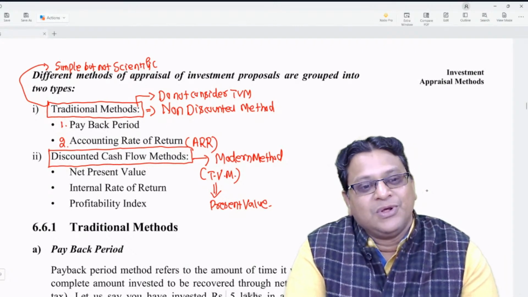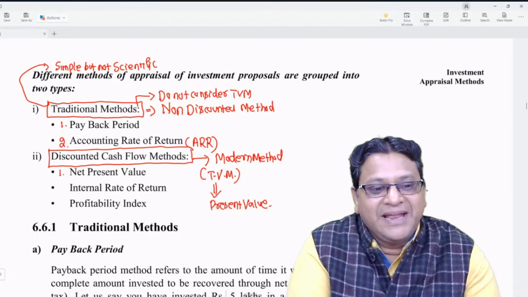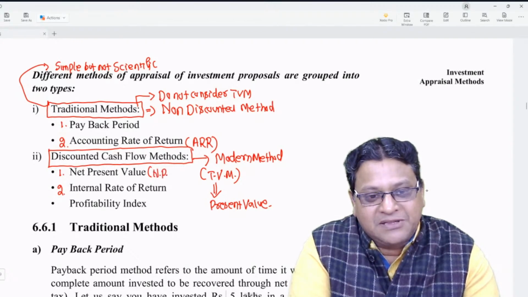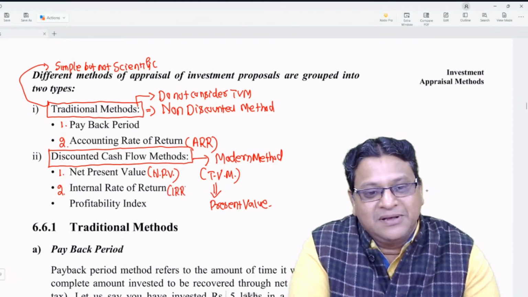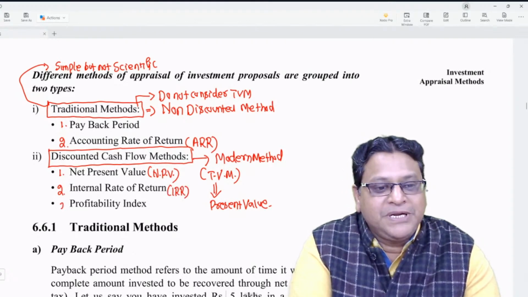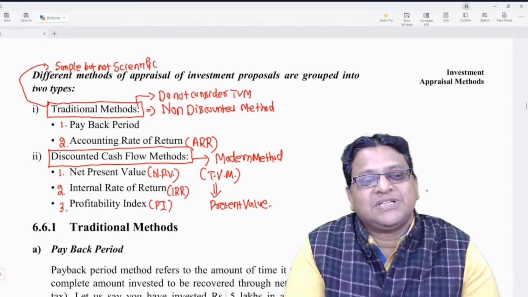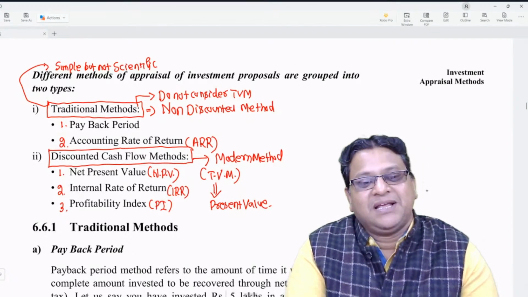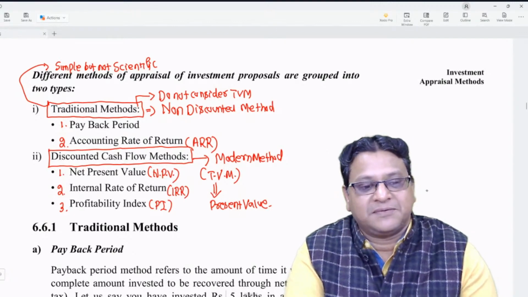What are the modern methods? Modern methods we will discuss three. Net present value method, which is known as NPV method. Next, internal rate of return method, which is known as IRR method. And the last one is profitability index method, which is known as PI method. So these are three modern methods, NPV, IRR and PI. We will discuss one after another.